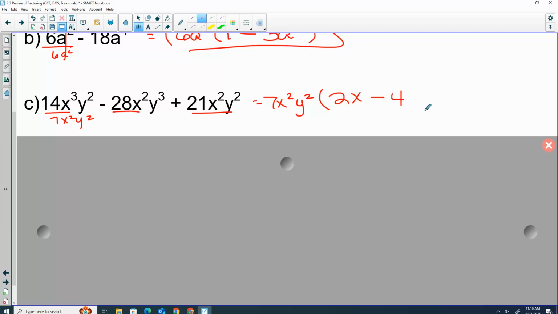28 divided by 7 is 4. We took out the x squared, we have 1 y left. 21 divided by 7 is 3, and we took out all those variables. Are we doing okay with those problems?